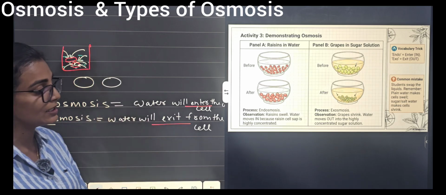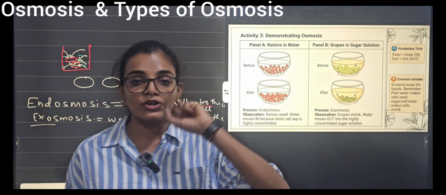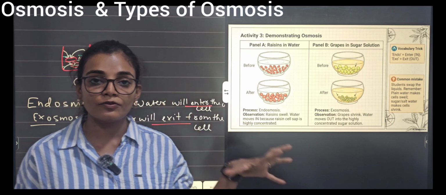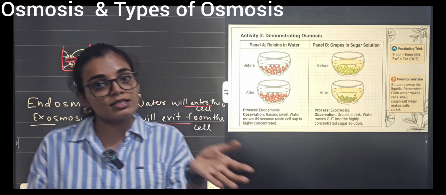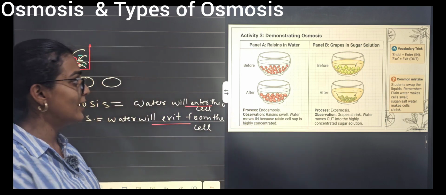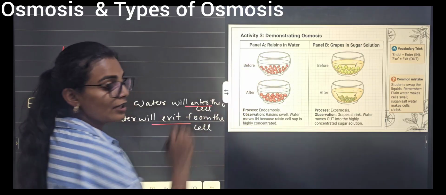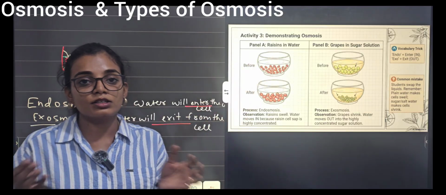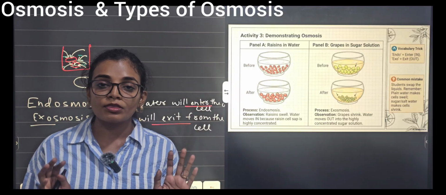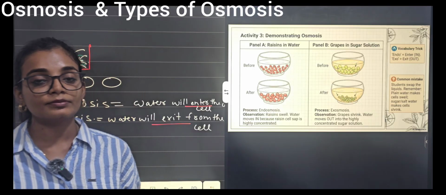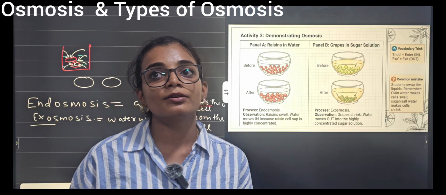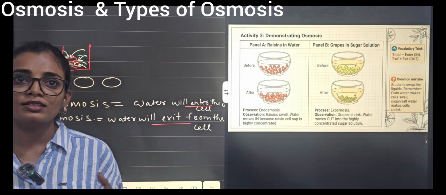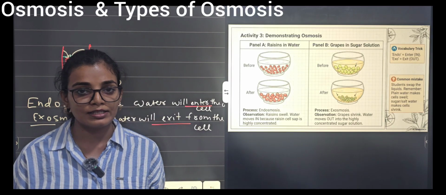As water exits, the cell will shrink. Whatever water was present in the cell will come out, so the cell will get shrunken. On the other hand, in endosmosis, water will enter into the cell and hence the cell will get swollen up. Is this clear? Aren't these two important processes very interesting? You can see this example in many scenarios.